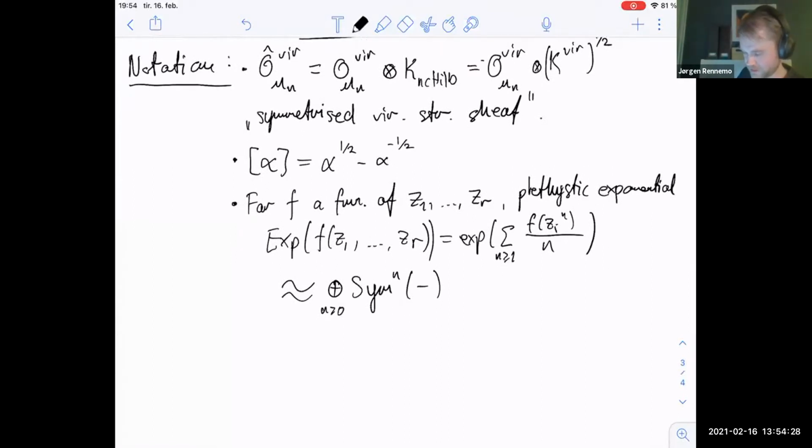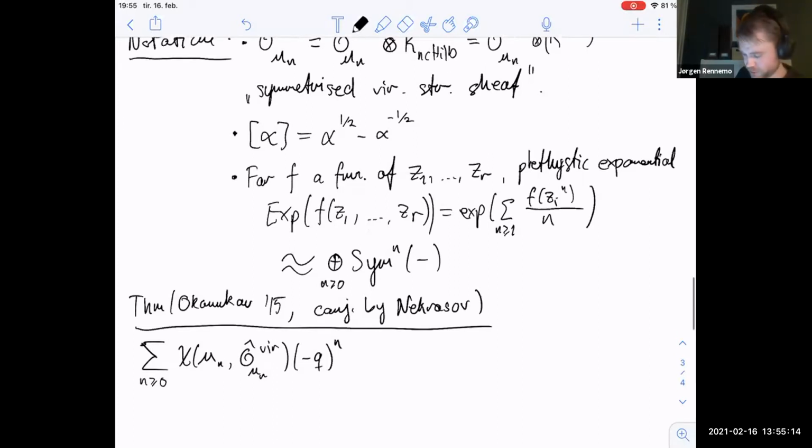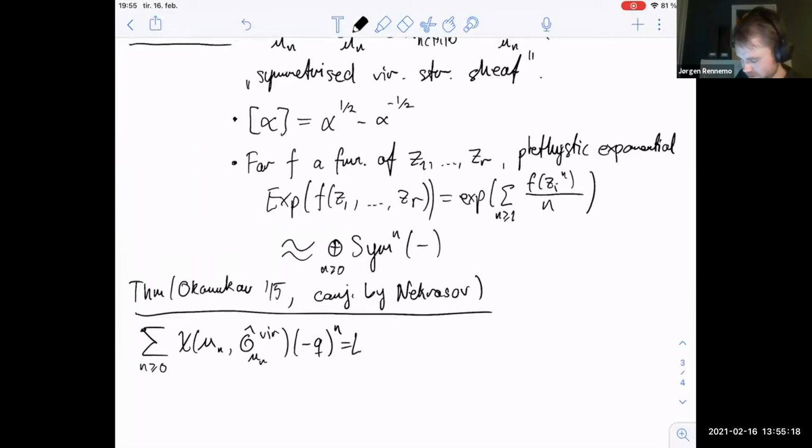Okay, so with all that stated, we can now give the computational result conjectured by Nekrasov: that the full generating function of these symmetrized virtual structure sheaf, the associated DT invariants, is given as a statistic exponential of the following.